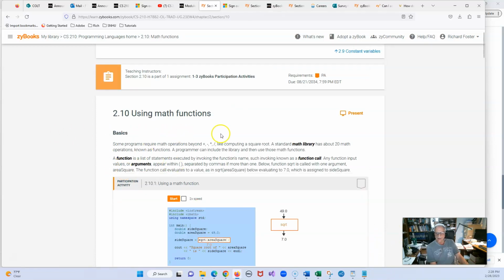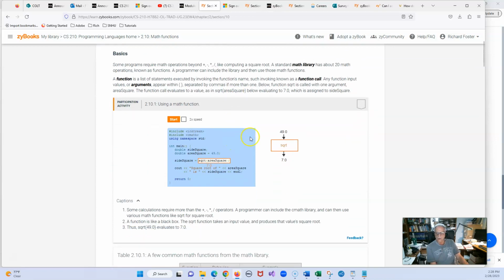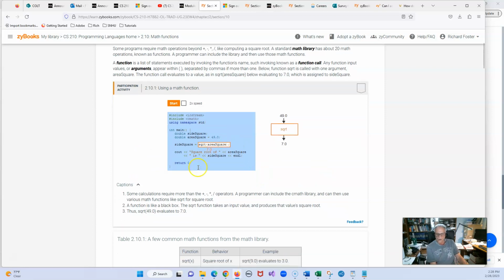So here we have it, and in order to use these functions, you need to include CMath, and that will help you to add to your repertoire. And here it's talking about the square root, which just gets the square root. For instance, the square root of 9 is 3. So 3 times 3 would be 9, so the square root of 9 would be 3. So we're good over here.